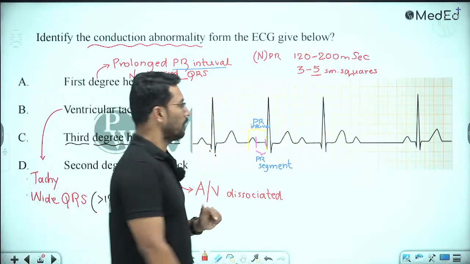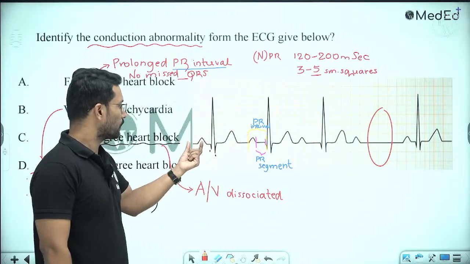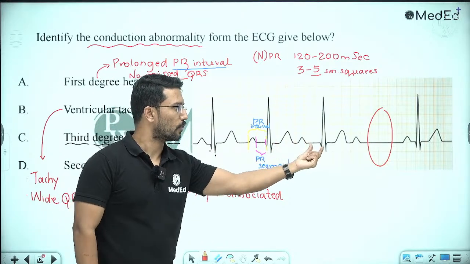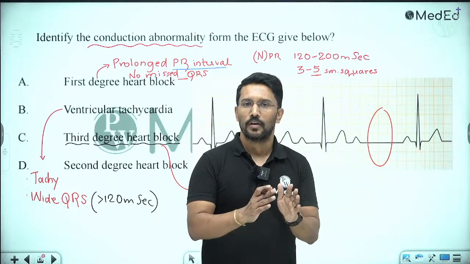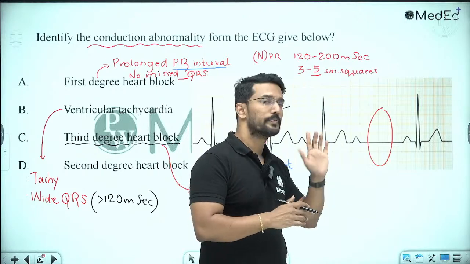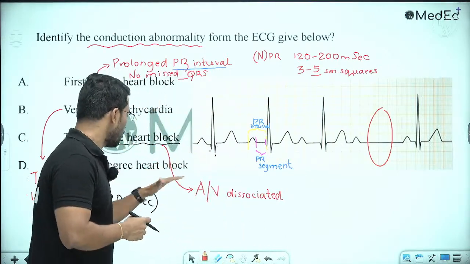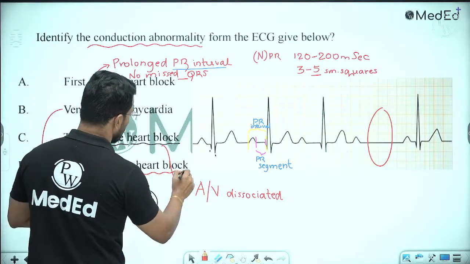Okay, I do identify a missed QRS in that location, but other than that, P wave followed by QRS, P wave followed by QRS, P wave followed by QRS, P wave without a QRS, but otherwise P wave followed by a QRS. Don't you think that the P to Q relationship is maintained except for this missed QRS? Yes, so then it can't be third degree AV block.